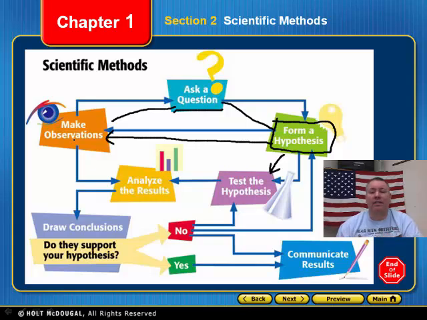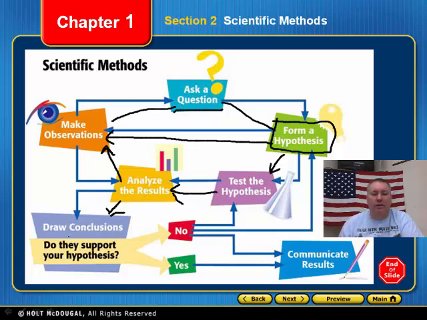Once they get done testing the hypothesis, they are then going to come over here and analyze the results. Now, when they analyze the results, they have different ways they can go from here as well. They can decide that, hey, I need to make some more observations, and so they can come back up here and make some more observations, or they can decide that they're going to draw conclusions and go from here.